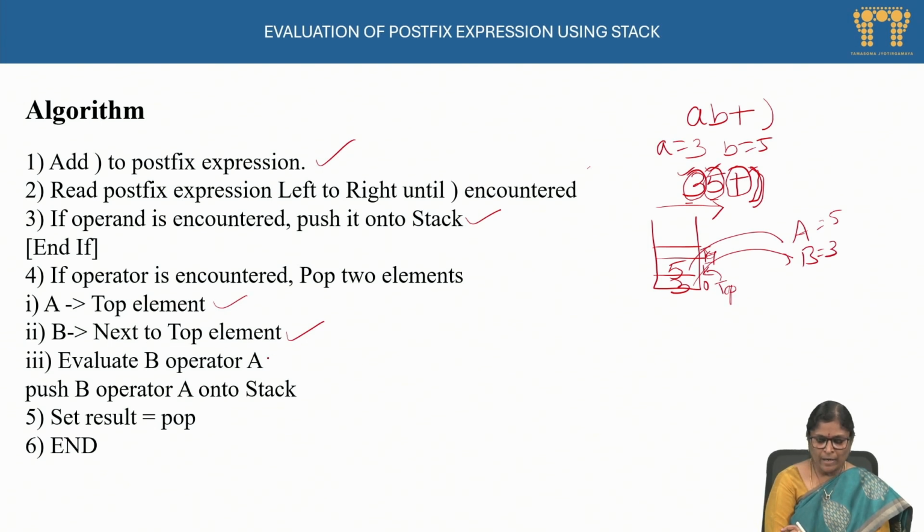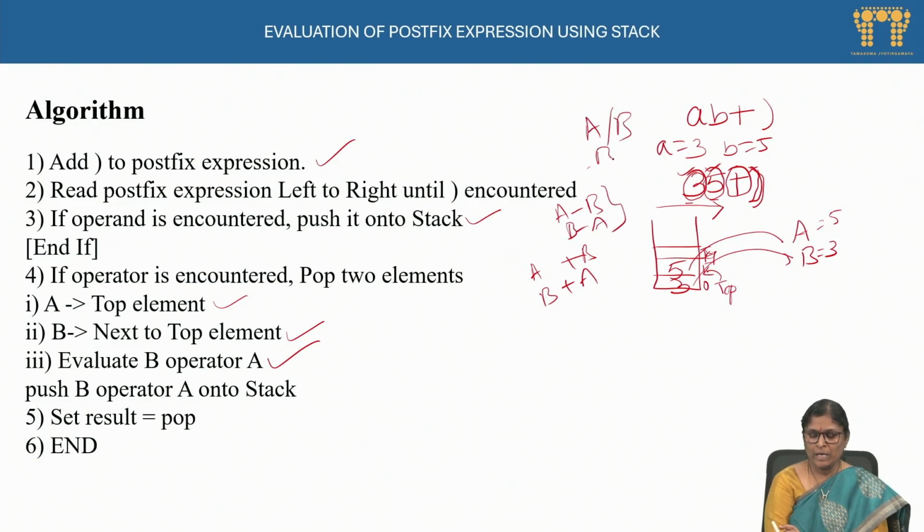So now evaluate B operator A always. Why always B operator A? Here with plus, A plus B or B plus A is the same. But A minus B and B minus A are not the same, and also A divided by B and B divided by A, that is division, are not the same. That is the reason this step has to be followed: evaluate B operator A only, always. So that is nothing but 3 plus 5. Push B operator A onto the stack again.